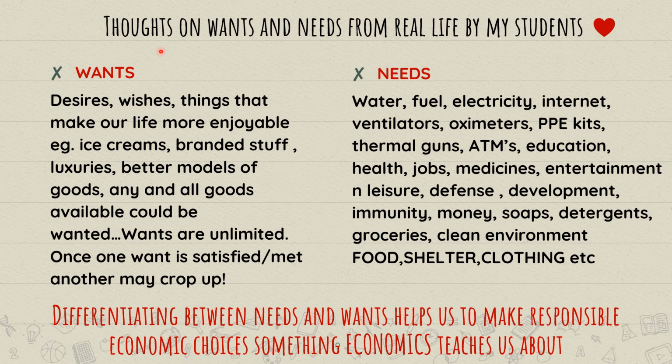Here are some thoughts on wants and needs from real life by my students. Now, where wants were concerned, some expressed that wants could be desires or wishes, things that make our life more enjoyable. For example, ice creams. We may want branded stuff. We may want luxuries, better models of goods. Any and all goods available could be wanted. Wants are unlimited. Once one want is satisfied or met, another may crop up.